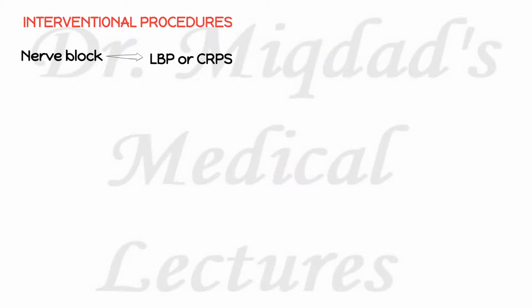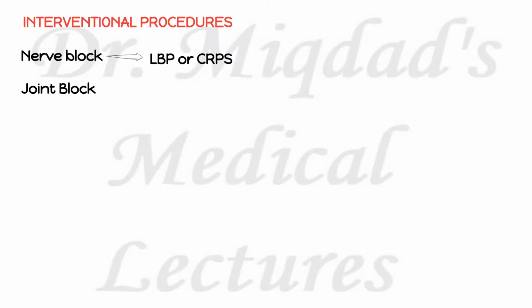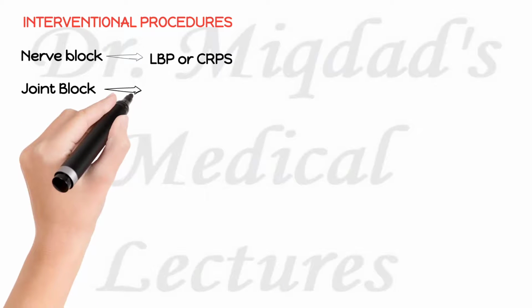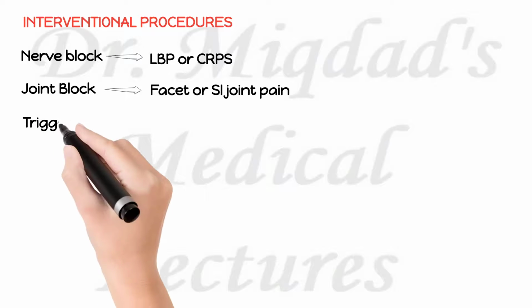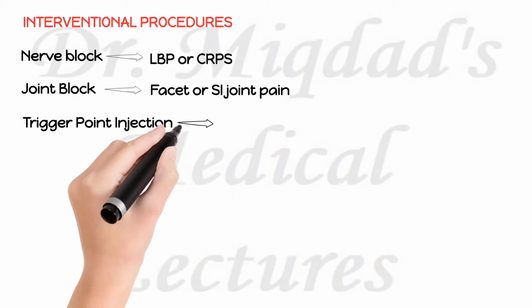The next is joint block. Here the injection of anesthetic with or without steroids is given into facet or sacroiliac joints. It is effective in cases of facet or SI joint pain. Then coming to trigger point injection, here Botox, also called botulinum toxin A, injections are given into trigger points, especially in myofascial pain syndromes.